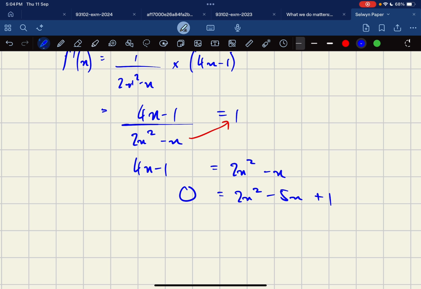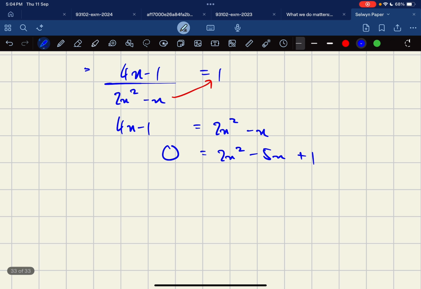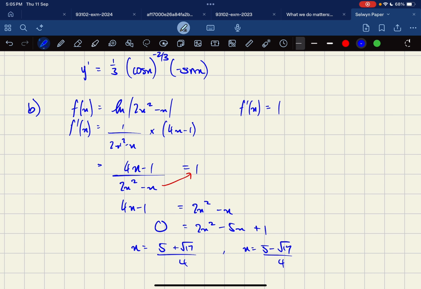So let's see. Polynomial degree 2, and your coefficients are 2, negative 5, and 1. And so your two answers are x equals 5 plus root 17 over 4, and then also x equals 5 minus root 17 over 4. And both of them are positive. So you don't have to worry about this ln function being negative, I don't think.